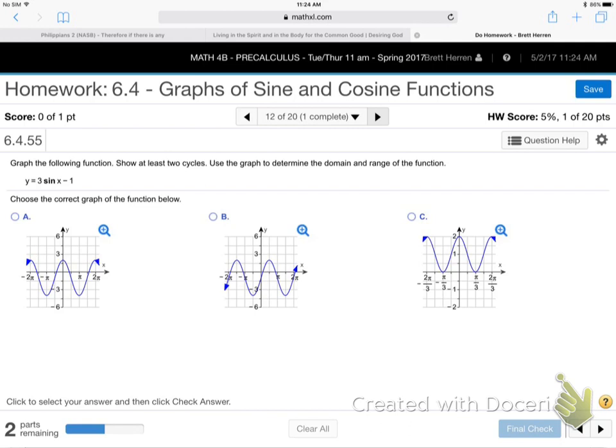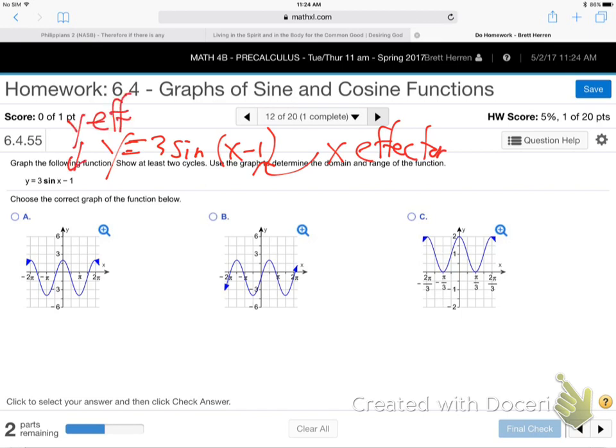Remember us talking about x effectors, things that have a right and left effect, an x-axis kind of effect, versus y effectors, things that have an up-down kind of effect. How do you know if something's an x action or a y action? Well, if it was 3 sine of x minus 1, then that would be an x effector. But it's not. It's outside of the parentheses, so it's a y effect, isn't it? Because it's not in there with x.